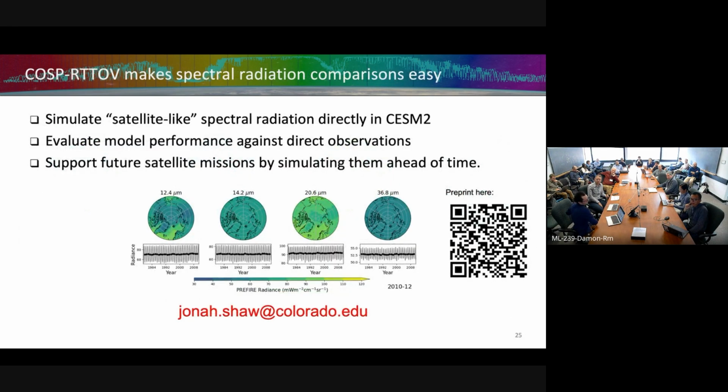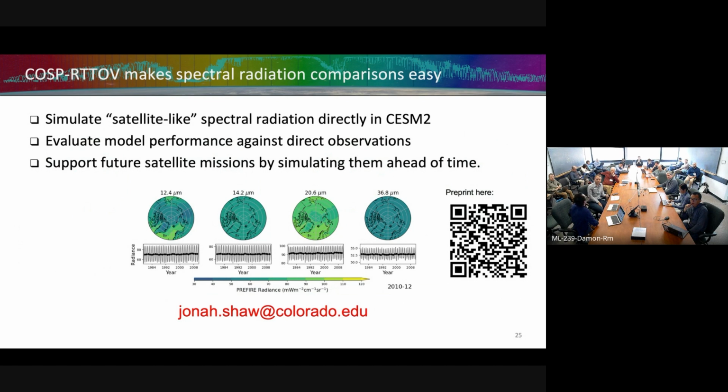So I think that's where I'll end it here. The idea is that we're simulating satellite spectral radiation fields directly in CSM2 with the goal of avoiding structural uncertainty in standard comparison fields. I don't think this should replace the evaluation that we already do, but I think it should complement it, especially in cases where we have reason to be skeptical of those standard methods for evaluation.